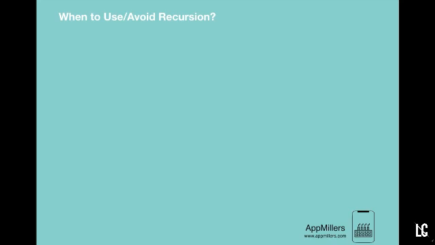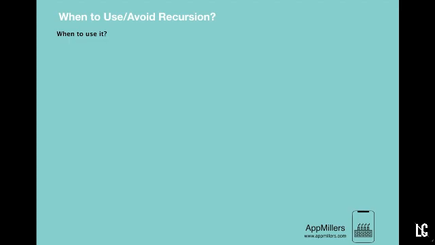In the last lecture, we compared recursion versus iteration, and we saw that in many cases, iteration performs better than recursion in terms of time and space complexity. But there are situations where recursion is preferable instead of iteration. Now let's examine the situations where we should use recursion and when we avoid it.